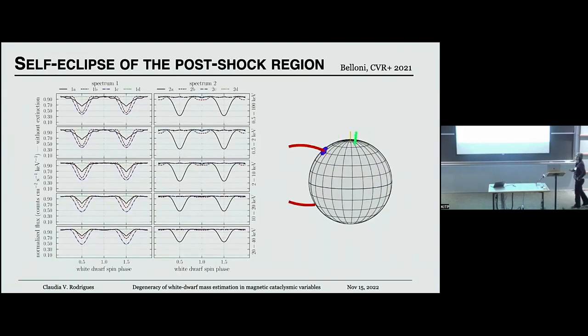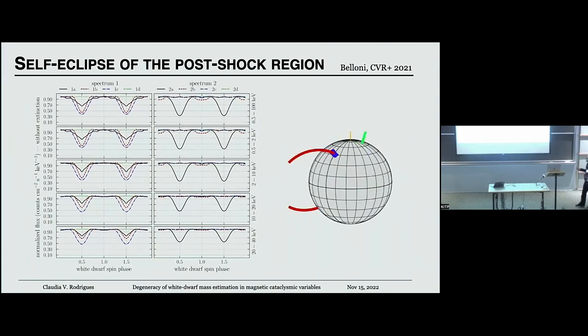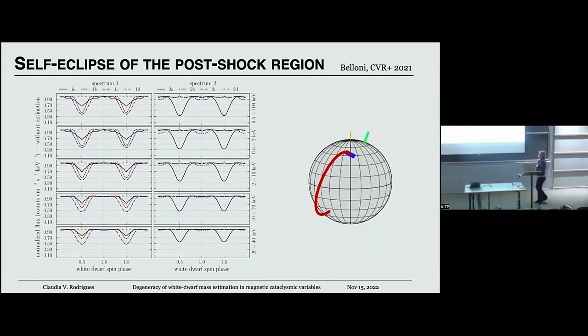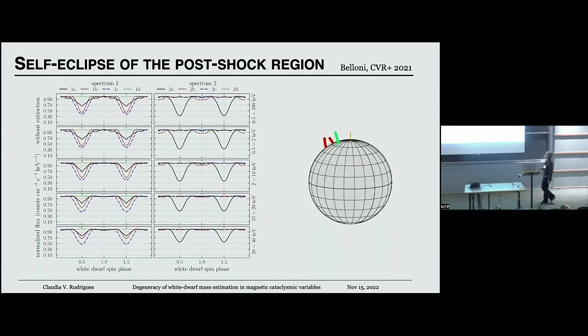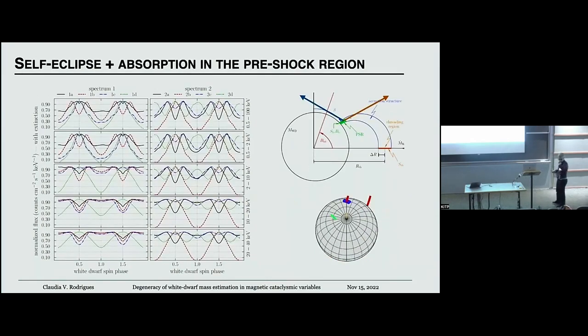So here we see the theoretical X-ray light curves that we got from our code, in which you see that the same spectrum can have different light curves if you consider, for instance, the self-eclipse of the post-shock region. But it's not the only thing that can introduce a variation in the flux with phase. It's very well known that there is the absorption.